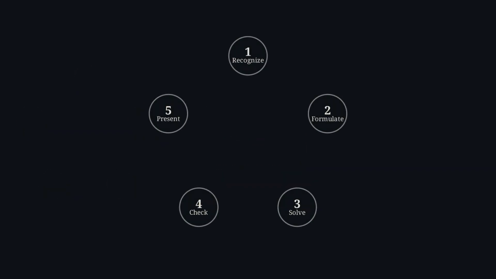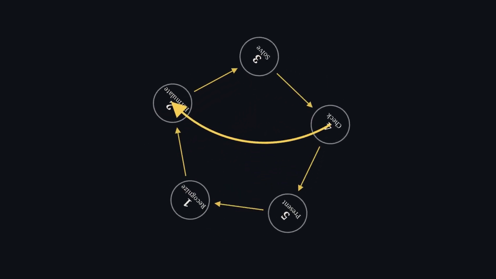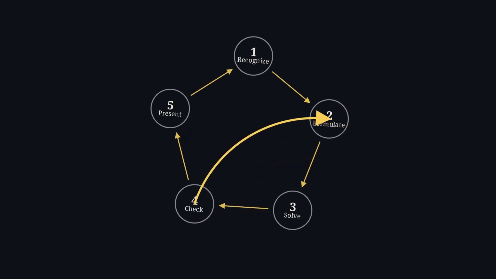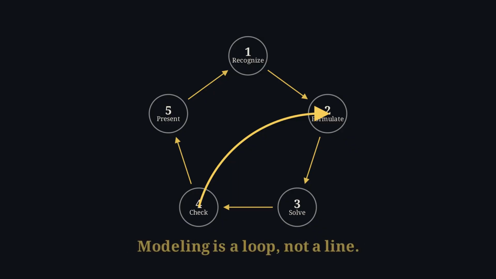So that's the shape of modeling. Not a straight shot from question to answer, but a loop you travel again and again, each pass a little closer to the truth. Recognize, formulate, solve, check. And around again. The line was the lie. The loop is the method.